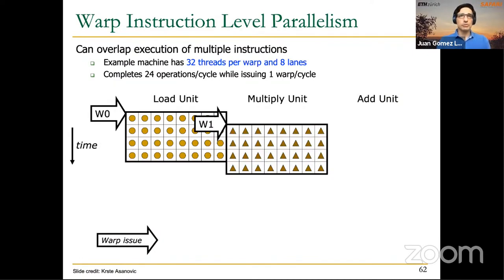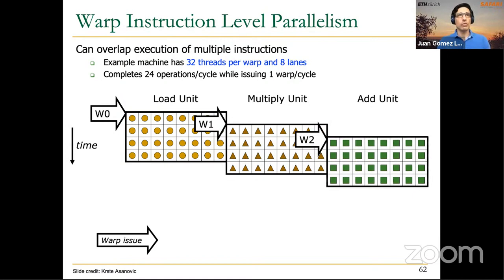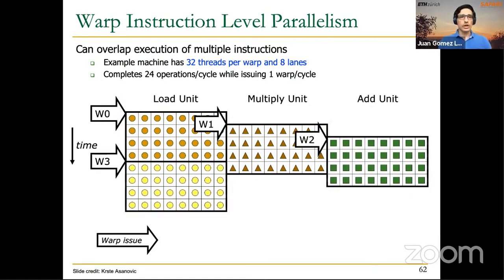We were using it to explain the execution of vector instructions on a SIMD pipeline with a number of lanes that is smaller than the vector length. Here we do exactly the same for the warps. Now our vector length is the warp size, which is 32 threads. And in this particular example, we consider that inside each of the GPU cores, we only have 8 lanes.